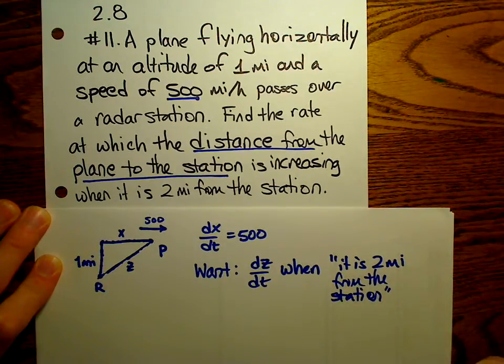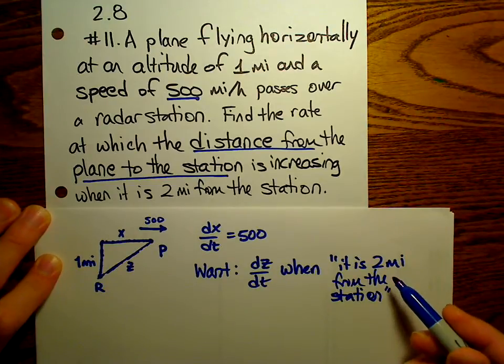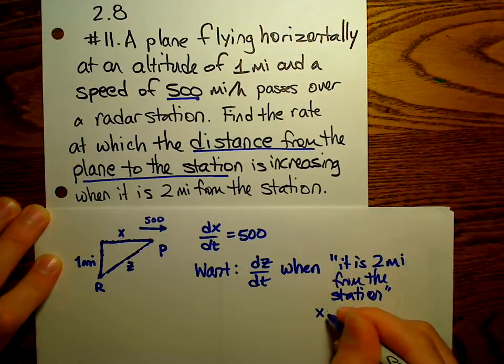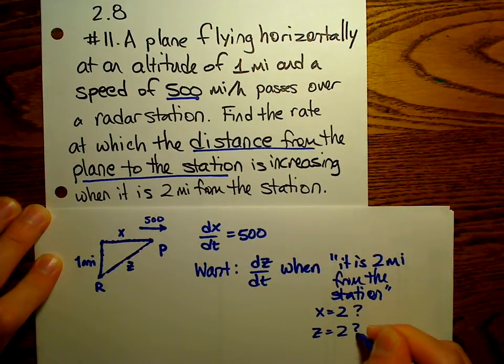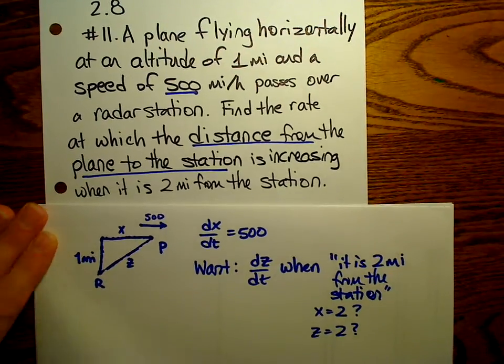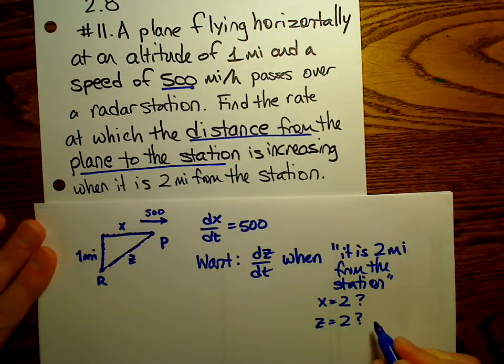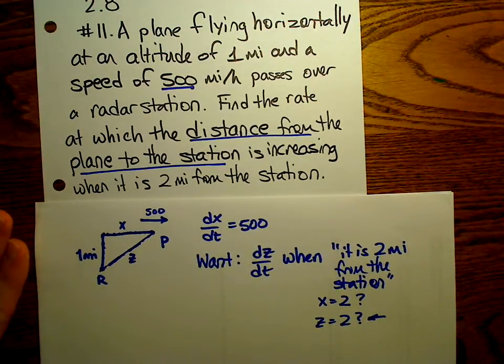Now that is a bit vague, because do they mean 2 miles the way you normally measure miles for distance for planes, or do they mean straight line distance? So is that really x equals 2, or is that z equals 2? The problem doesn't really give you a way of deciding. I think both of these are valid readings of the problem. Looking at the answer in the back of the book, they mean z equals 2, but I'm actually going to go through both of them.